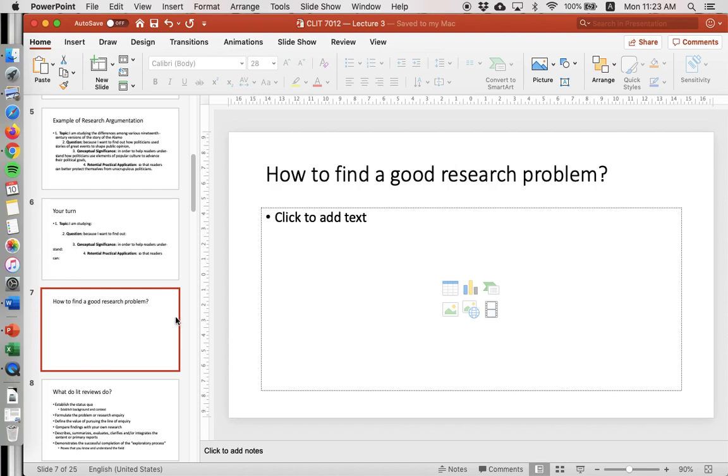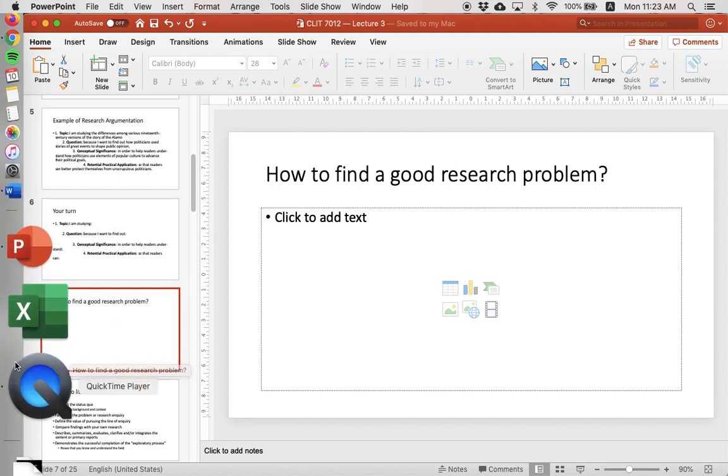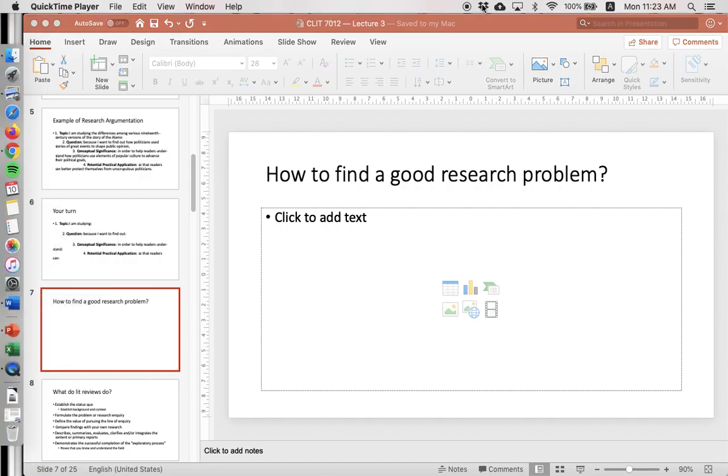Okay. All right. So last week we stopped with this question: How do you find a good research problem? Let me see how much time we've used so far. Okay. I don't have a timer. I'll just try to go faster. How do you find a good research problem?